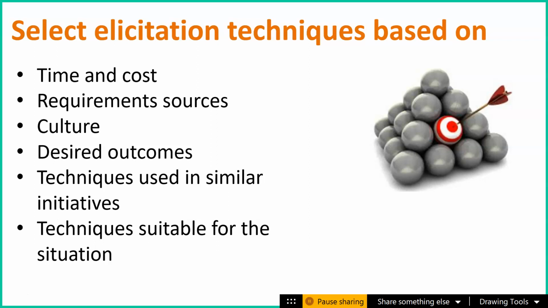What are the outcomes I'm looking for? That'll determine what kind of information I'm trying to elicit, which will determine what kind of techniques I use to elicit that information. Have I done this before? Is this effort, this change initiative, similar to others I've done before in this same environment with these same people? So similar initiative, I've done AP projects to AP projects. I've done multiple HR projects. I've done multiple marketing projects.